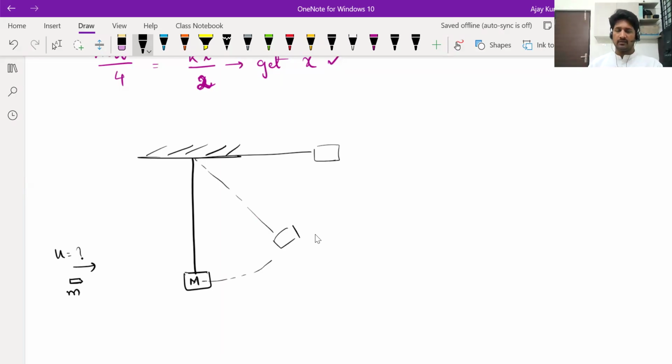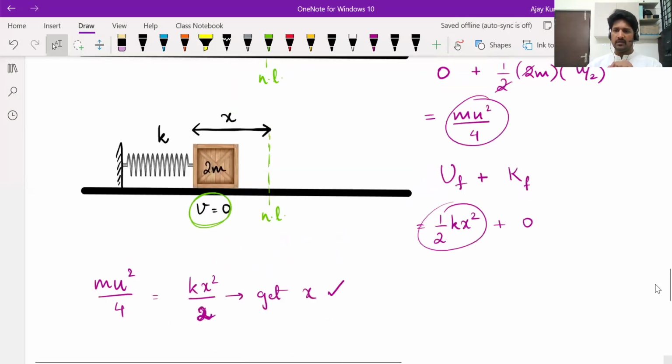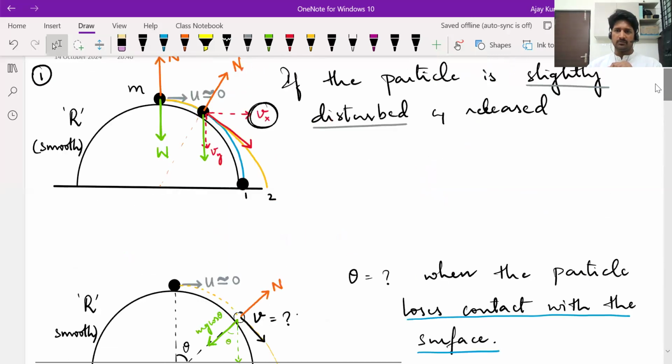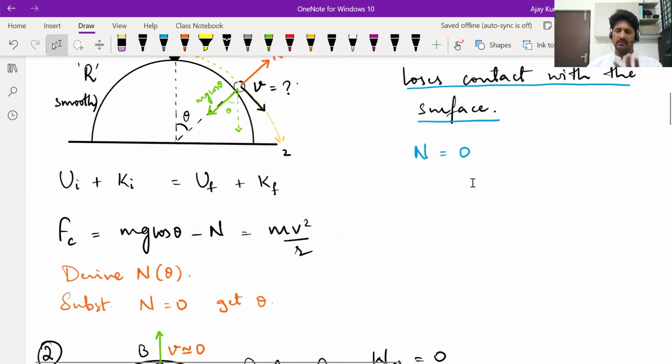Anyway, I'll give you steps to solve it carefully. But make sure you revise motion in a vertical circle and mechanical energy conservation thoroughly. And solve today's problem. I'll send you all the notes. You find out where exactly it loses contact with the surface and send the answer back to me.